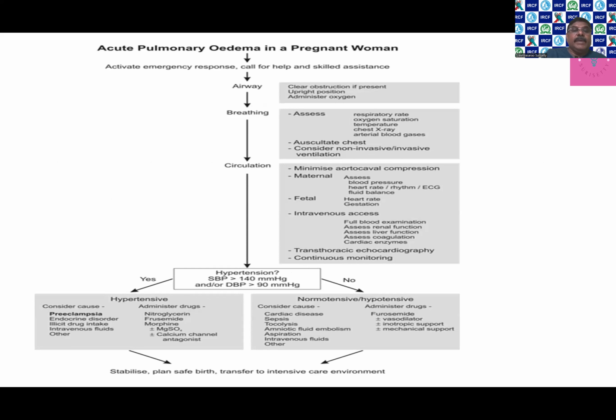First thing is it's an emergency condition. We have to call for help and skilled assistance. First, you have to take care of the airway, clearing obstruction if present. You have to keep the patient in an upright position and administer oxygen. Next, you have to assess the breathing, the respiratory rate, oxygen saturation and temperature. You have to take a chest X-ray and ABG. You have to auscultate the chest, and you have to consider non-invasive or invasive ventilation according to the patient's situation. For circulation, you have to minimize aortocaval compression.